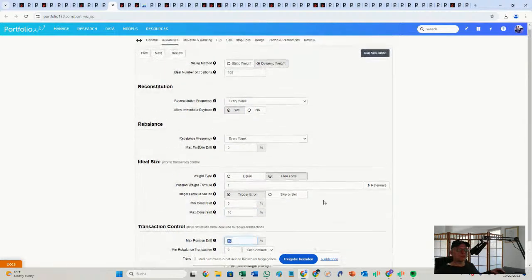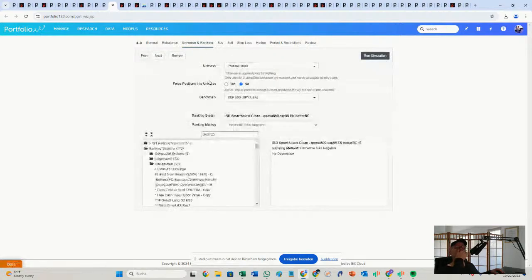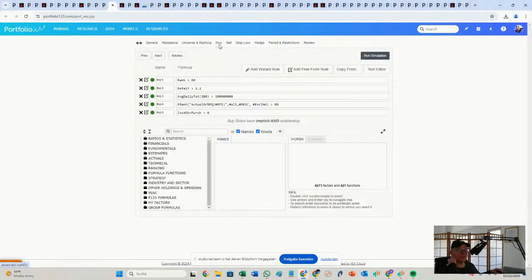And let's go to the universe. That's the Russell 3000. The benchmark is S&P 500. Here are the buy rules. I'll go to the rank system in a minute. Rank's about 80. Beta, I want to have beta stuff in there because I use that system within my breakout trading. So volume should be pretty high.